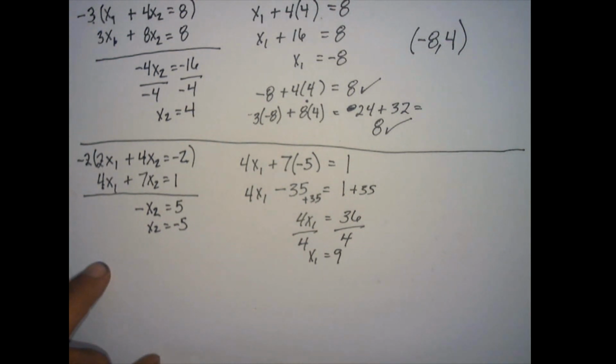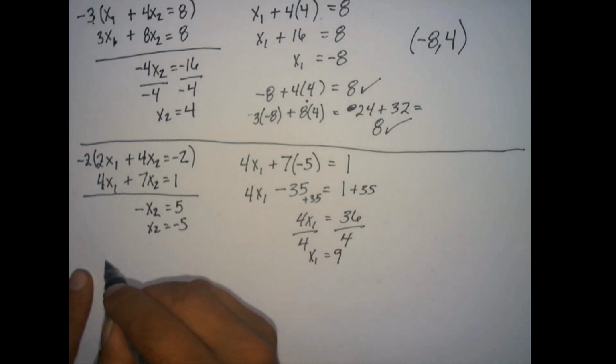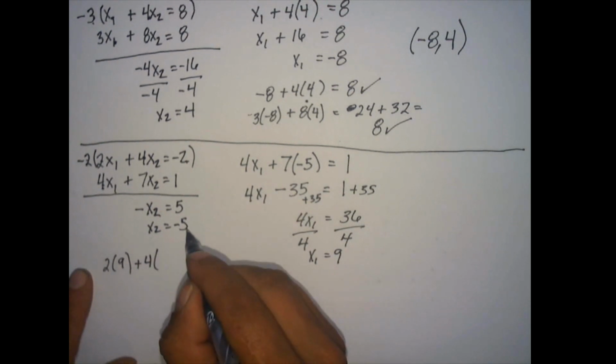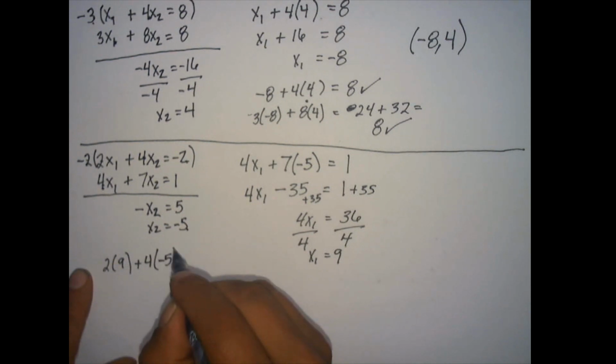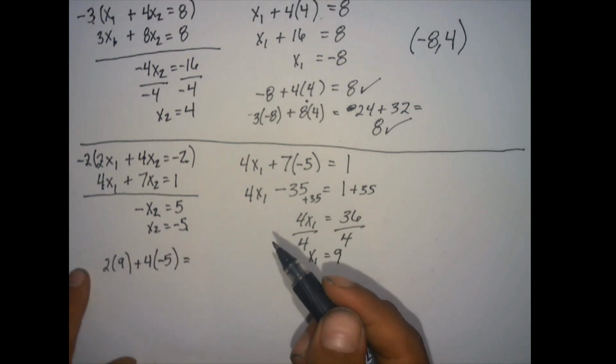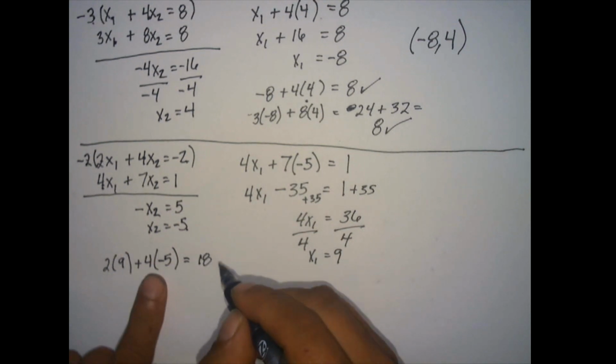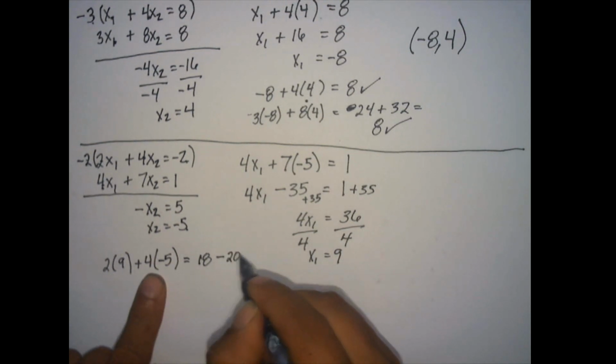Okay. So let's check and see if this matches our solution here with our original problem. Okay, so we'll have 2x1, and x1 is 9, plus 4x2, and x2 is -5. And that should give us -2. And let's see, 2 times 9 is 18. And 4 times -5 is -20. If we add those up, we get -2.